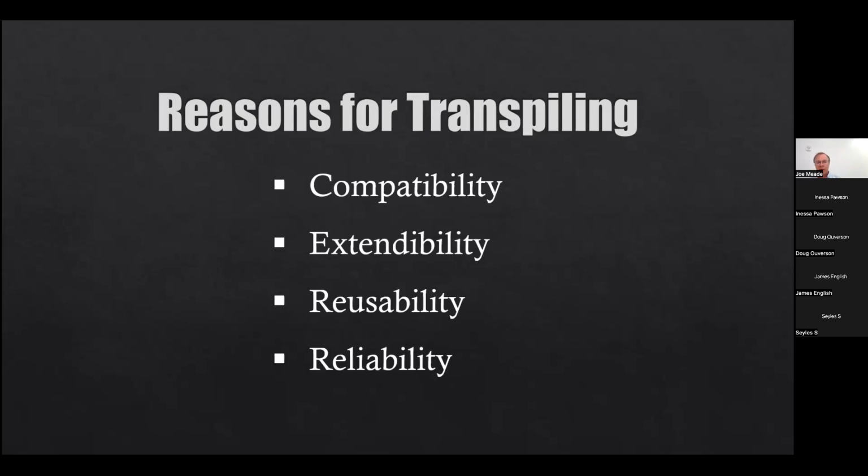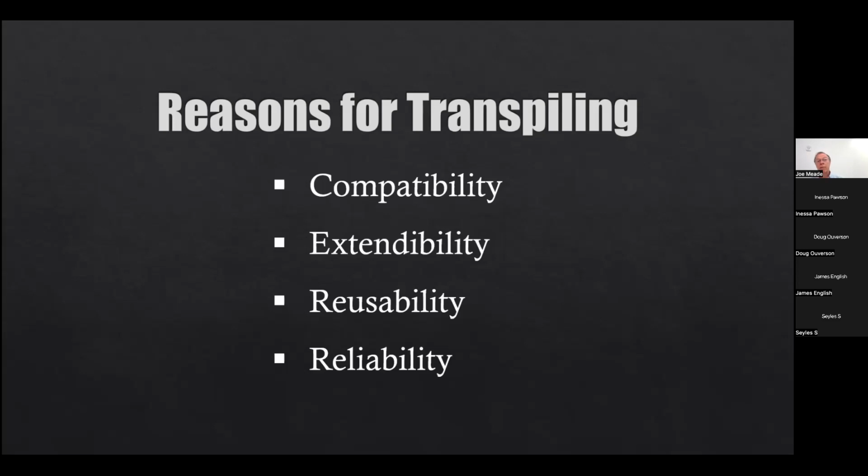Another reason is extendability. So if you go to AWS, if you're using their API, or you go to Stripe and you're using their API, you're going to have JavaScript options, Java options, C#, Python, Rust options. And they do that because they want as many people using their API as they can get. So they will transpile those different versions of code.